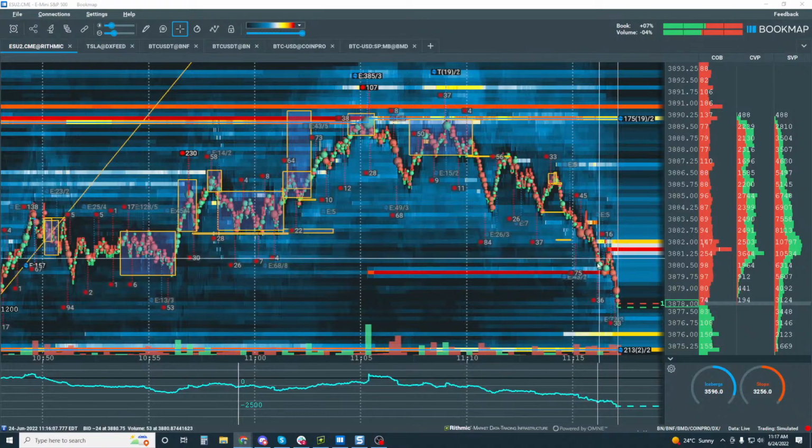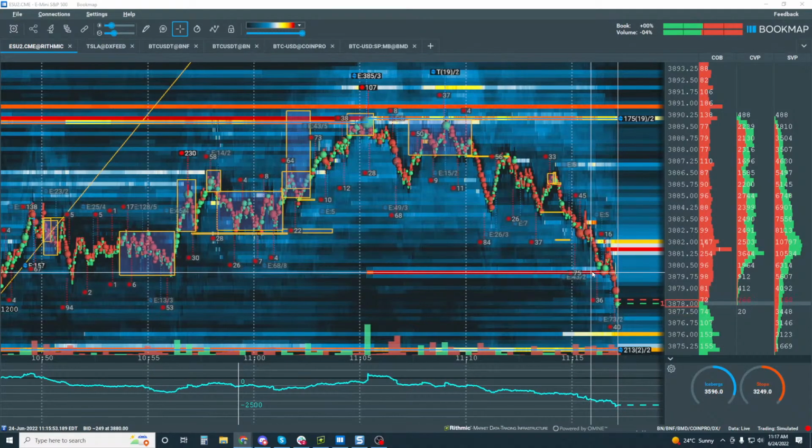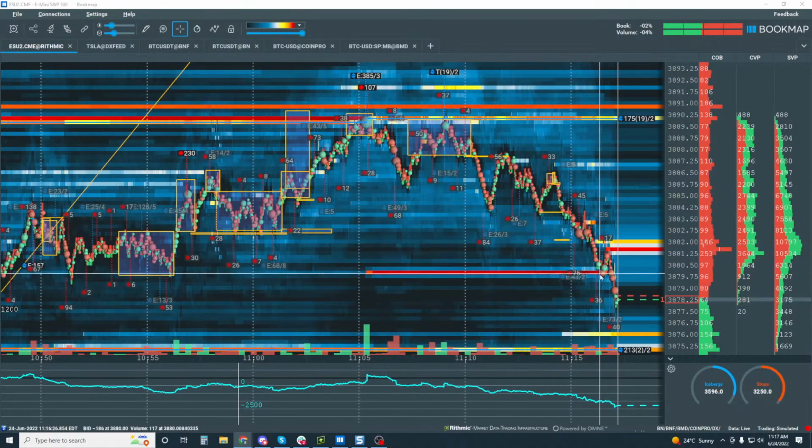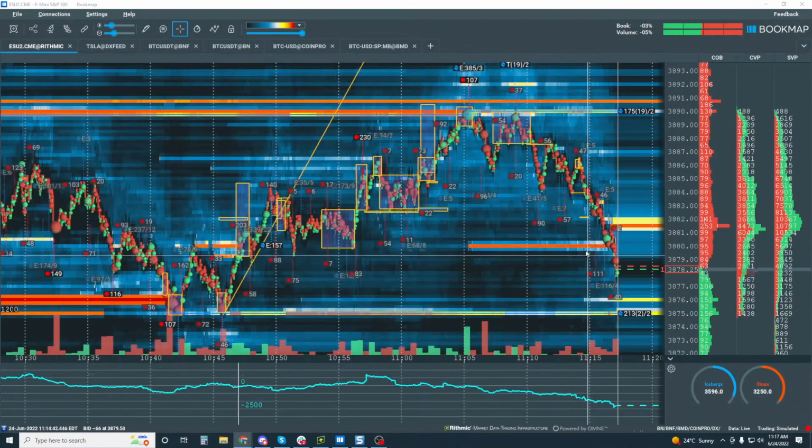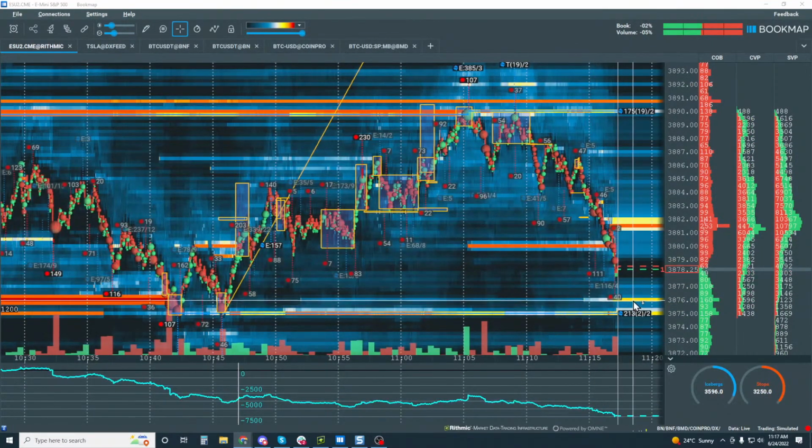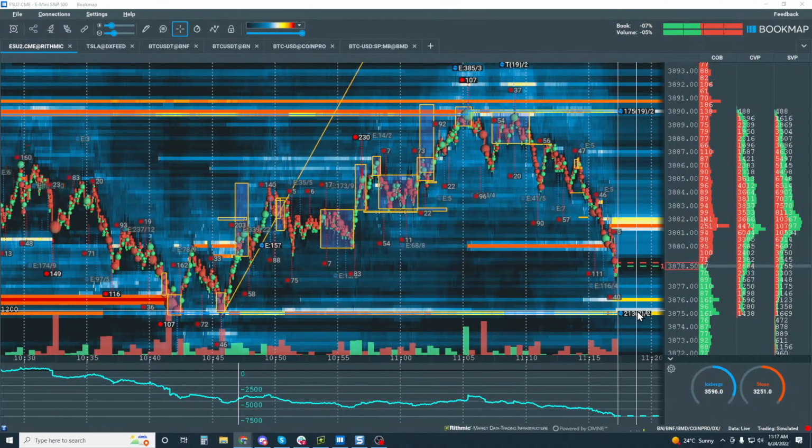Wow, even more selling pressure, guys, even into and through high volume node and high liquidity in here. There's a lot of selling. Okay, so they're trying to reach back down to 76 and 75, it looks like.